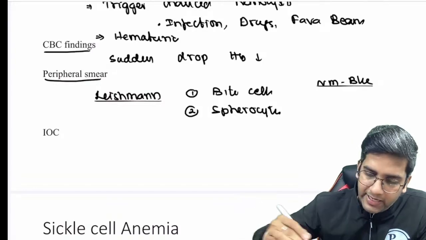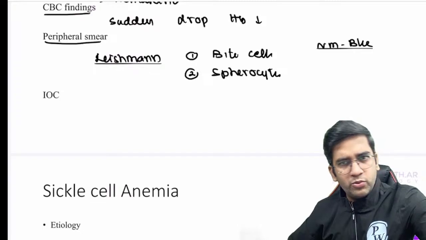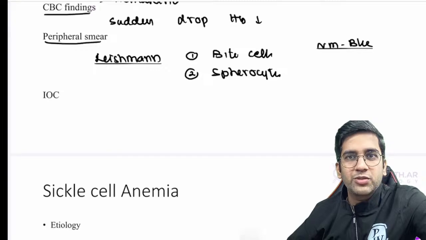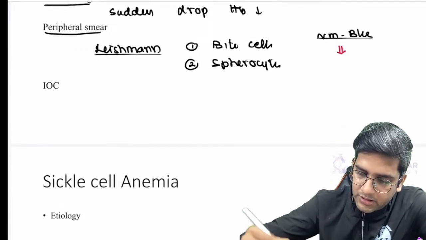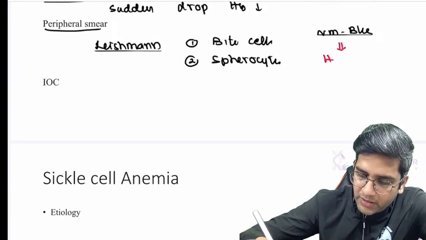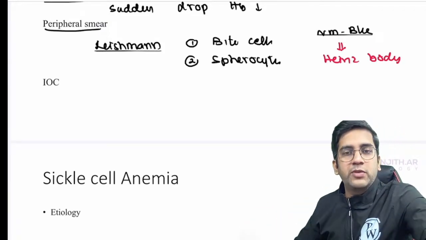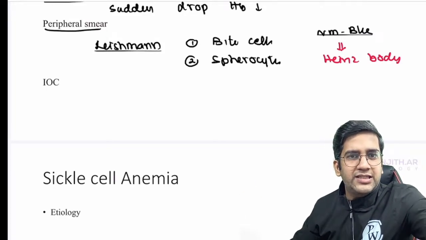And I have a finding in new methylene blue stain. If you don't want to write NMB, most of the pathologists know what is NMB. If you feel that you have to write new methylene blue, write new methylene blue. What's the inclusion body in new methylene blue stain? Anyone? Perfect. You have your Heinz body. Heinz body will be classically seen in new methylene blue stain. Otherwise, in a normal Leishman stain, you're just going to have bite cells and spherocytes.